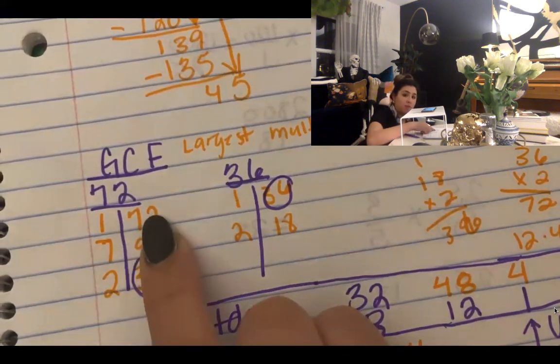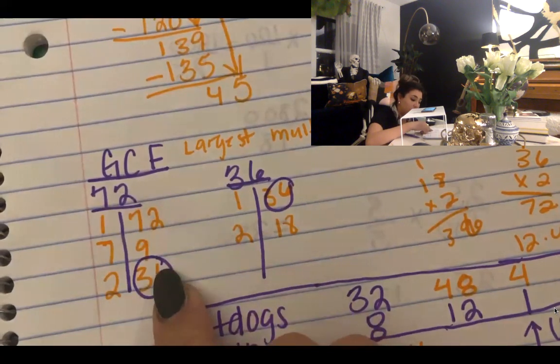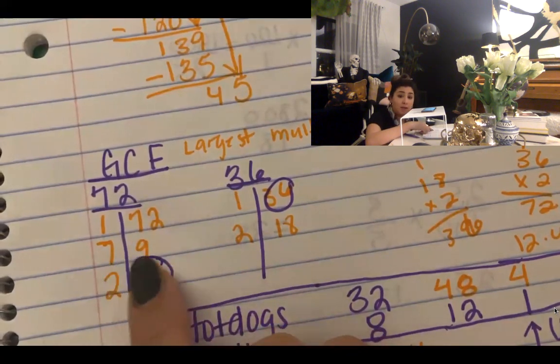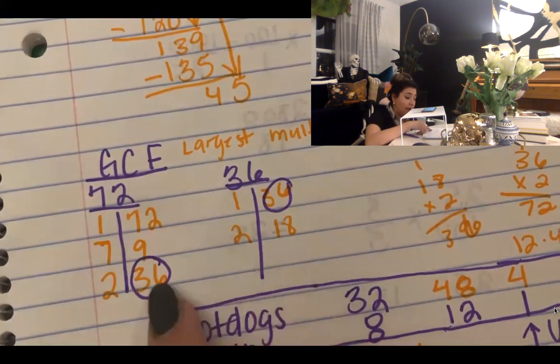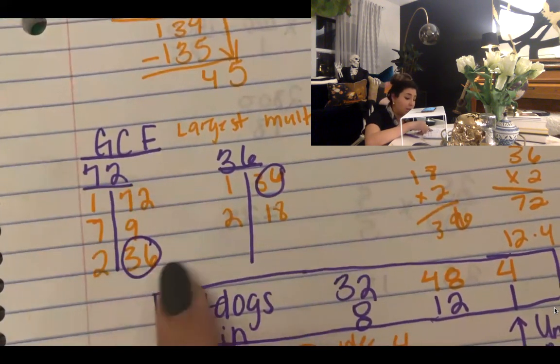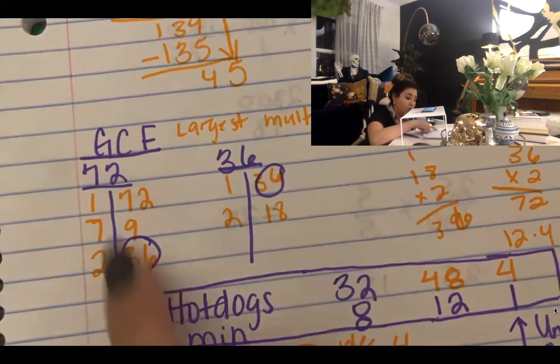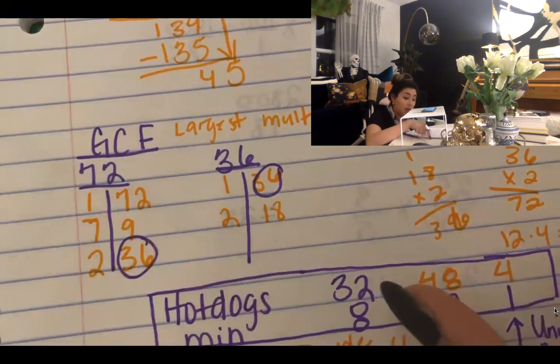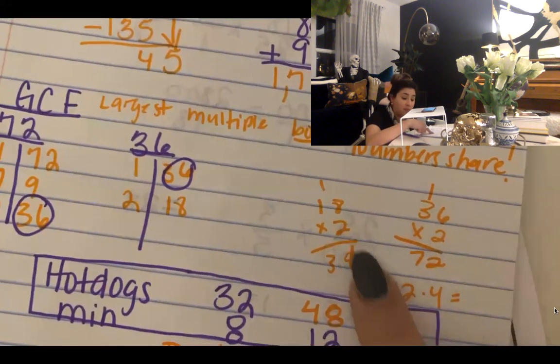Obviously, 1 times 72 goes into 72. I knew off the top of my head 8 times 9 goes into 72. I did not know that 2 times 36 goes into 72 right away. I didn't know that. So here I am showing my work.